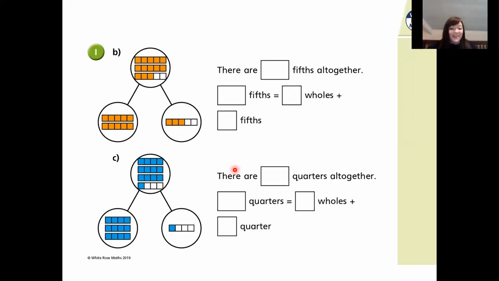Okay, so let's see if you got it right. There are 4, 8, 12, 13 quarters altogether. And we can see that there are 3 wholes. And how many are left over? There is 1 left over. So that's 1 quarter left over. So there are 13 quarters altogether. 13 quarters equals 3 wholes and 1 quarter.